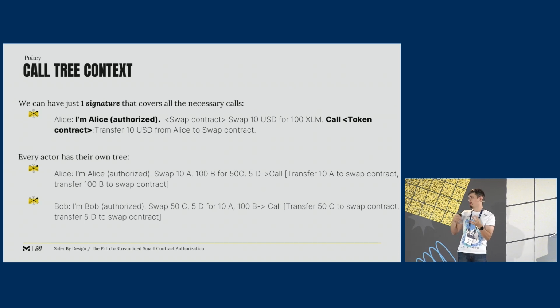And then Bob does the same but mirrored, right? Bob swaps C and D for A and B, and authorizes transfers of C and D to the swap contract. And then the swap contract can perform the swap atomically.